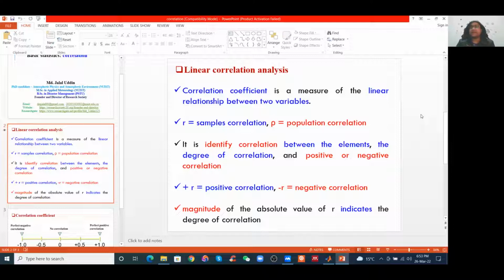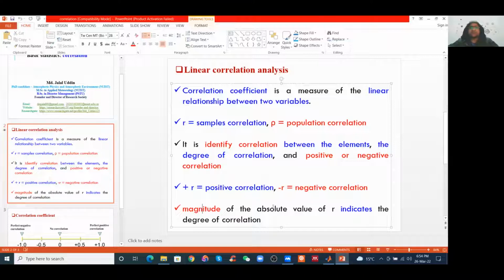Okay. The linear correlation is where we measure the linear relationship between two variables. If you want to know the relationship, the relation can be positive, or even negative. So if we get the correlation coefficient, for the sample we use R, and for the population it is rho. If you have a positive value of R, that means a positive correlation. If you get a negative value of R, you will get a negative correlation.